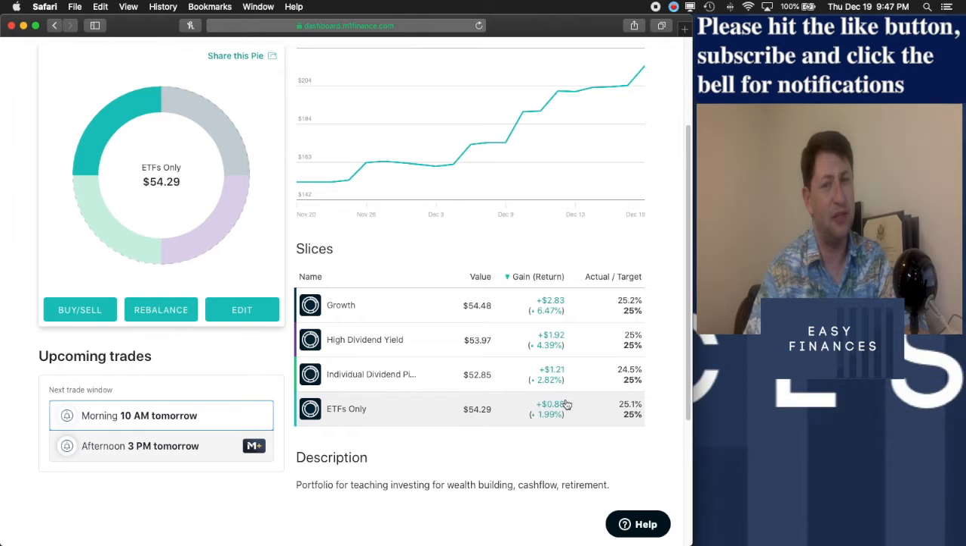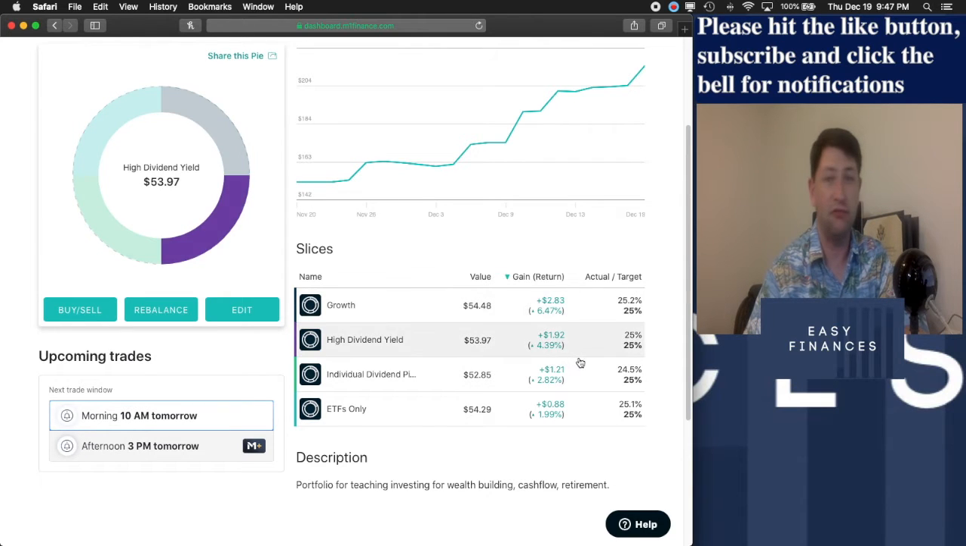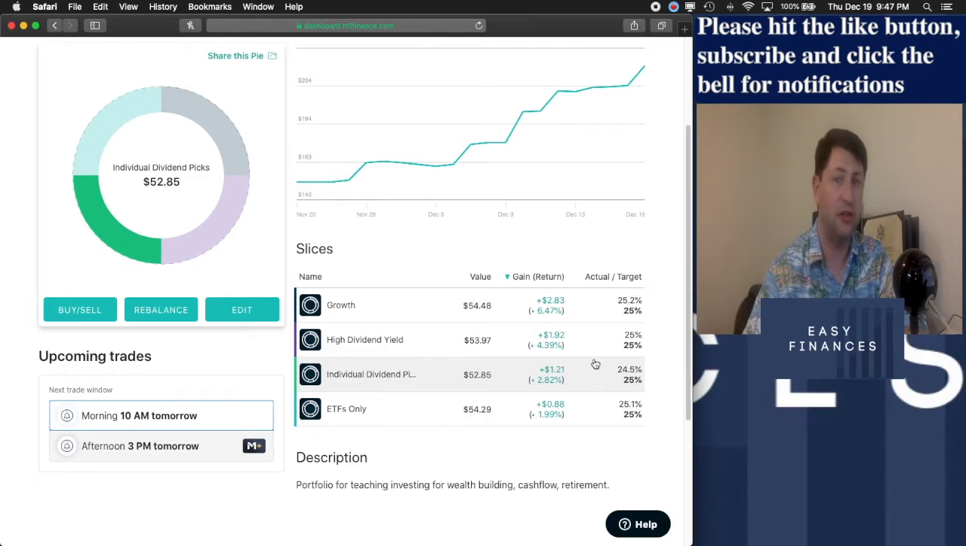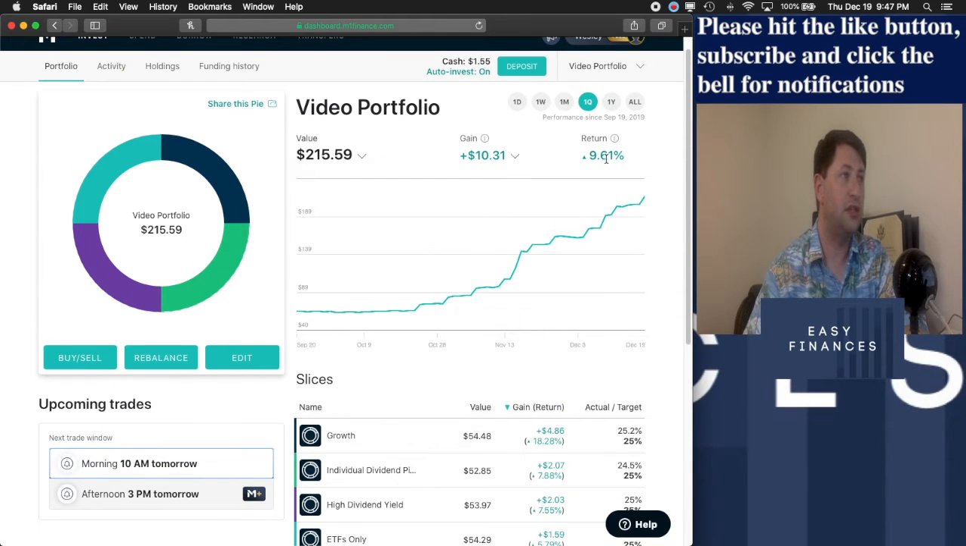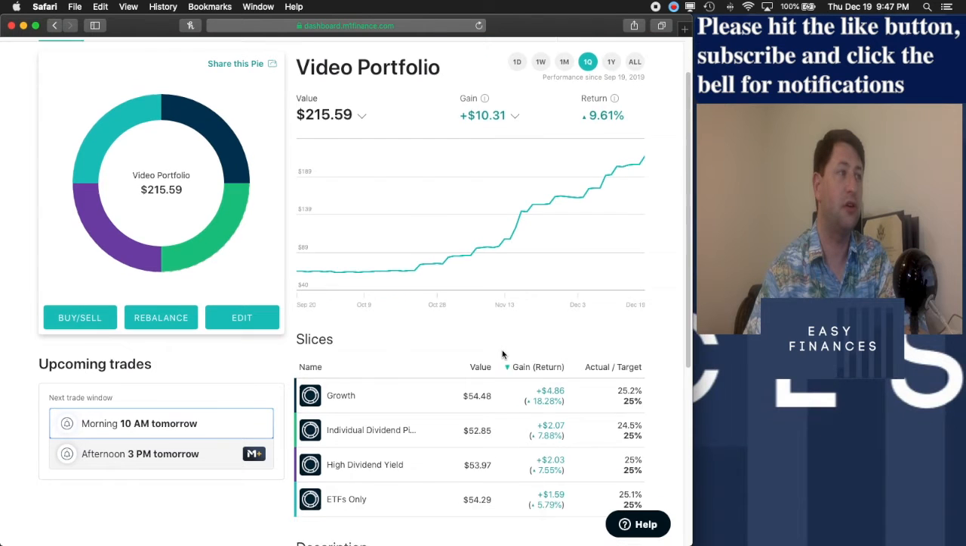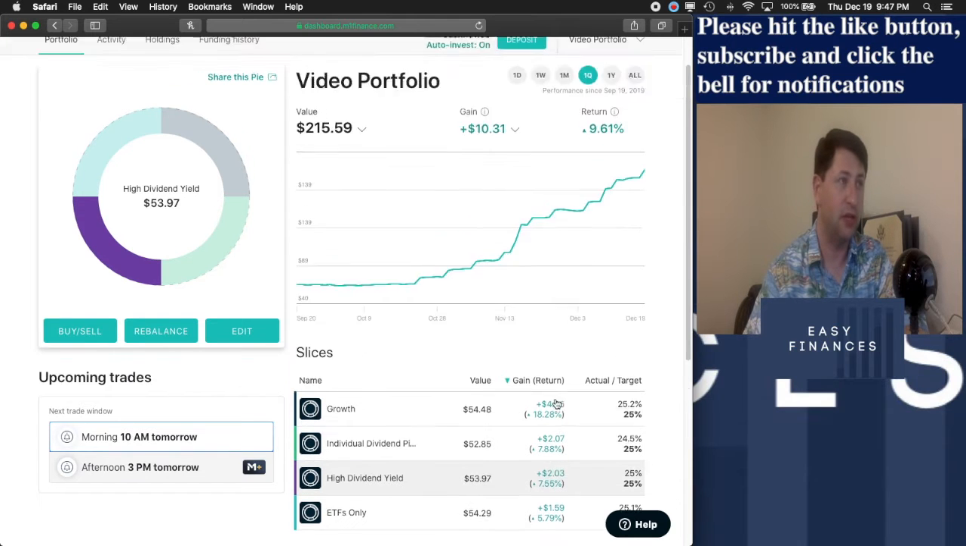And that's an amazing turnaround for growth, because before, the individual dividend picks were well ahead on all of that. But lately, the growth stocks have really taken off. And I think the trade deal has something to do with that. It's quite interesting. On the quarter, we see a 9.61% return, with growth leading the way at 18.28%, followed by the individual dividend picks at 7.88%.